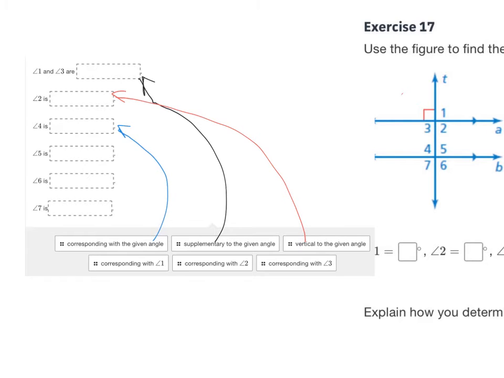So corresponding to 1, angle 5 is. Angle 6, which one corresponds to angle 6 in the same position, this lower right hand of the x, is going to be angle 2. So angle 6 corresponds with angle 2. And then the last one, angle 7, corresponding, which one's in the same position as 7? Lower left-hand corner, 7 and 3.